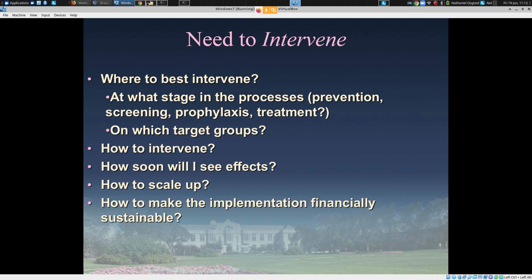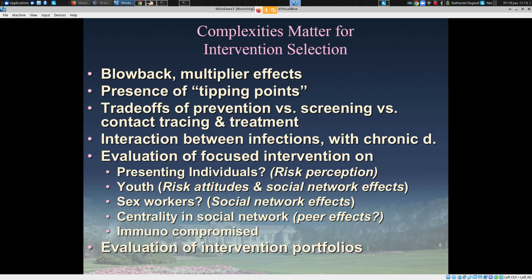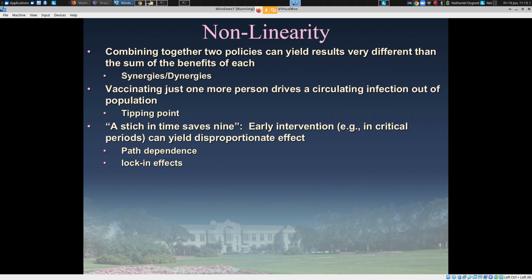How soon should I see effects? How do I scale it up or scale down from Saskatoon to Maple Creek, where there's an incipient outbreak right now? How do I translate results that have been successful in an urban context to La Loche and Clearwater in the north? How do I make this implementation financially sustainable? These are challenges that confront us every day. And the complexities we've been talking about, these delays, nonlinearities, feedbacks, these tipping points, really matter for intervention selection, for identifying which interventions are best.